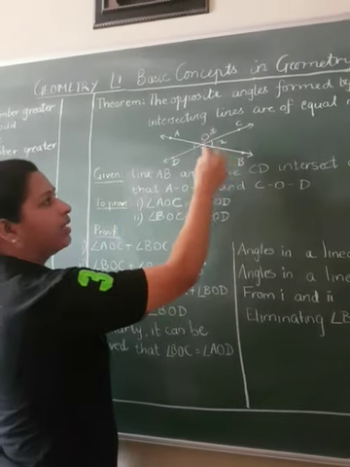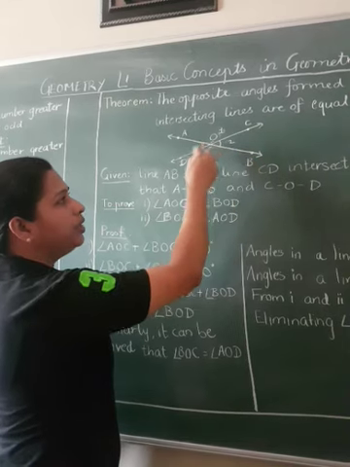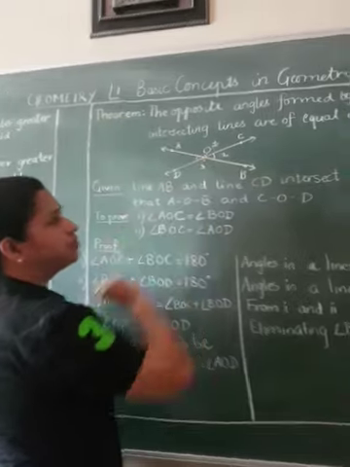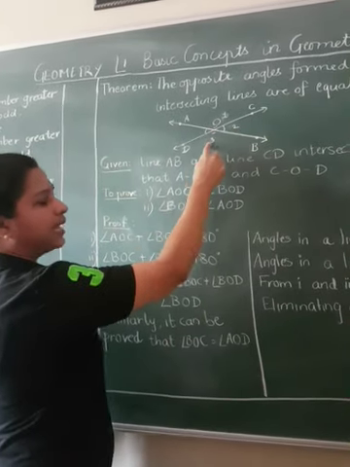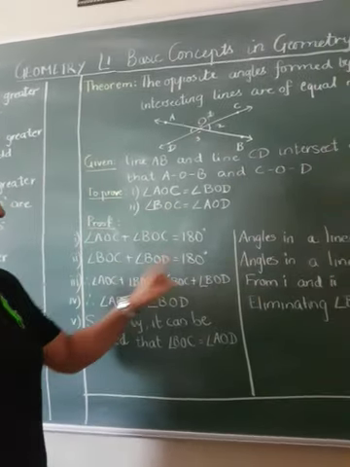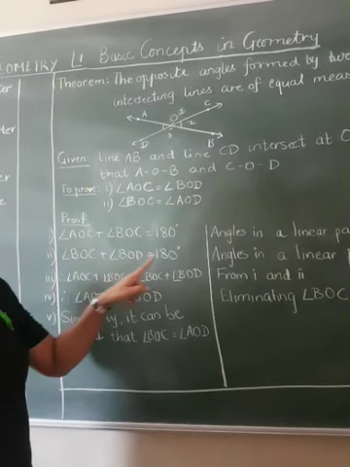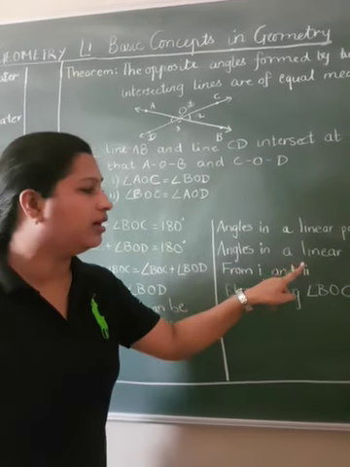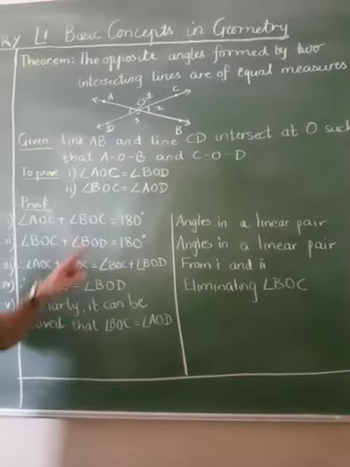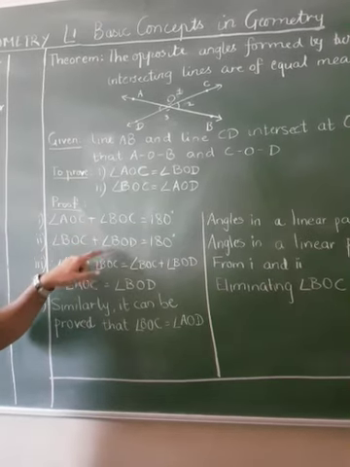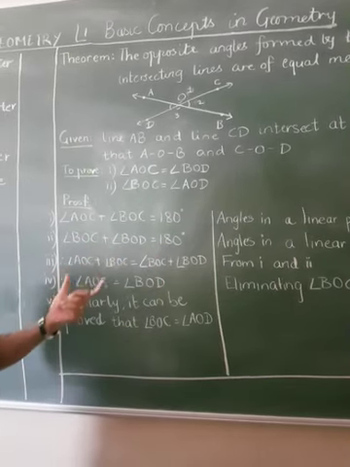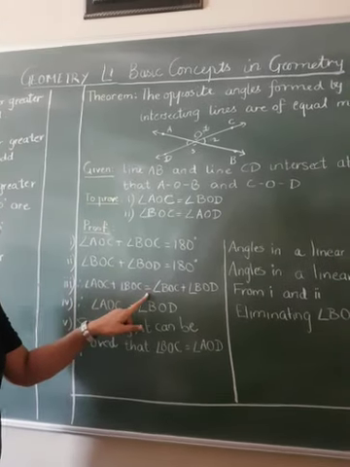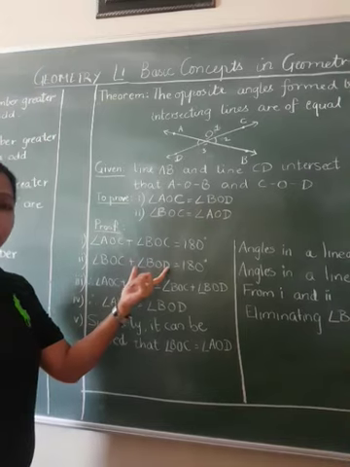Similarly, you can see angle BOC and angle BOD also form a linear pair. So let's number this angle as 3. So angle 2 plus angle 3 is equal to 180 degrees. So here angle BOC plus angle BOD is equal to 180 degrees because they are also angles in a linear pair. Now since both these pairs are equal to 180 degrees, we can write this as angle AOC plus angle BOC is equal to angle BOC plus angle BOD.